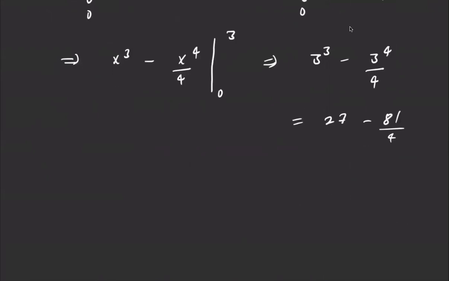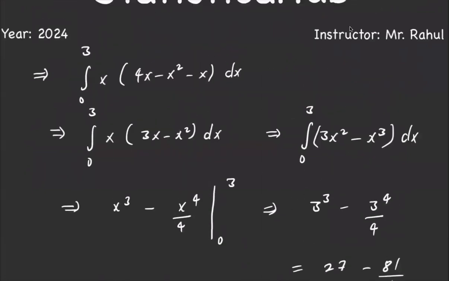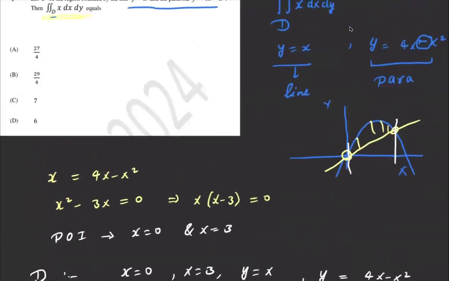And that will be coming out to be 27 into 4 minus 81, over 4. So roughly that is 27 over 4. So that is the final answer. Okay, I hope you are able to understand this problem. This was a straightforward problem. Just you have to go for finding up the D, then you can get the solution. So the correct answer for this one will be option A, 27 over 4. Okay, easy problem, no doubt in this one.